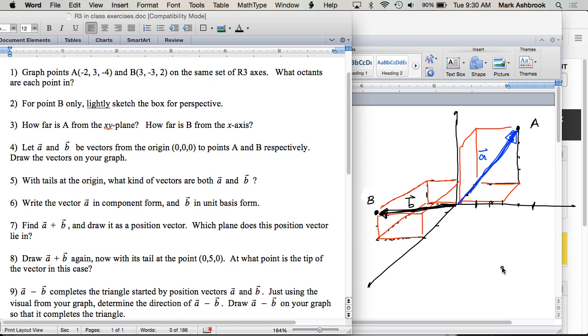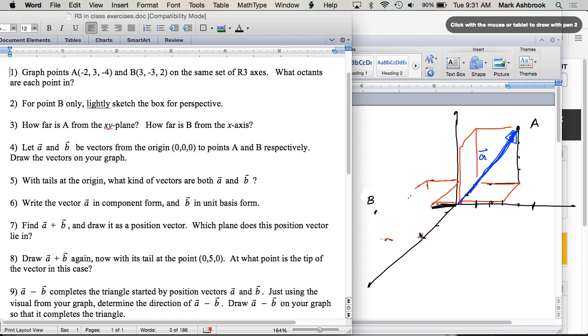Yeah. Isn't it -4 on the z, so wouldn't A be down? Yes. You waited that long to tell me that? Oh, Jeez, you guys, come on. Don't ever do that again.